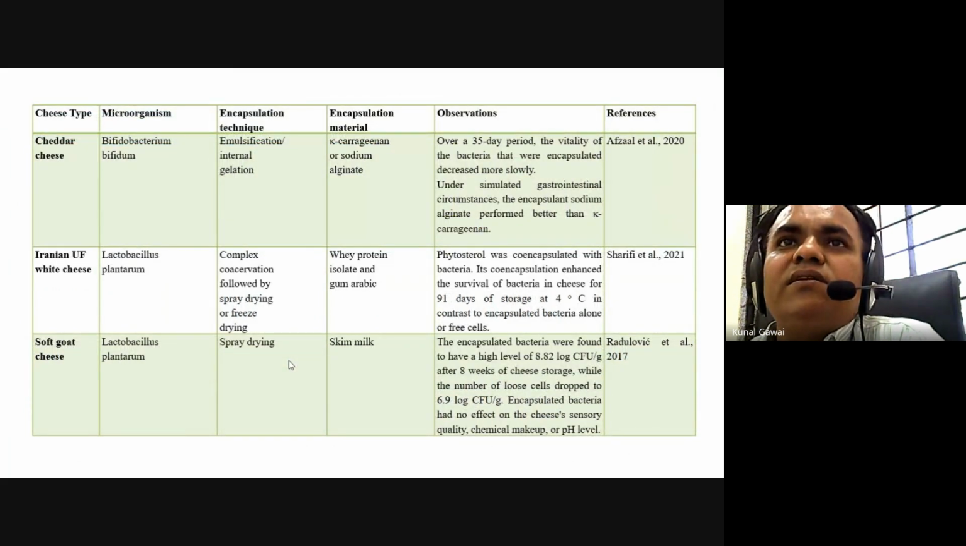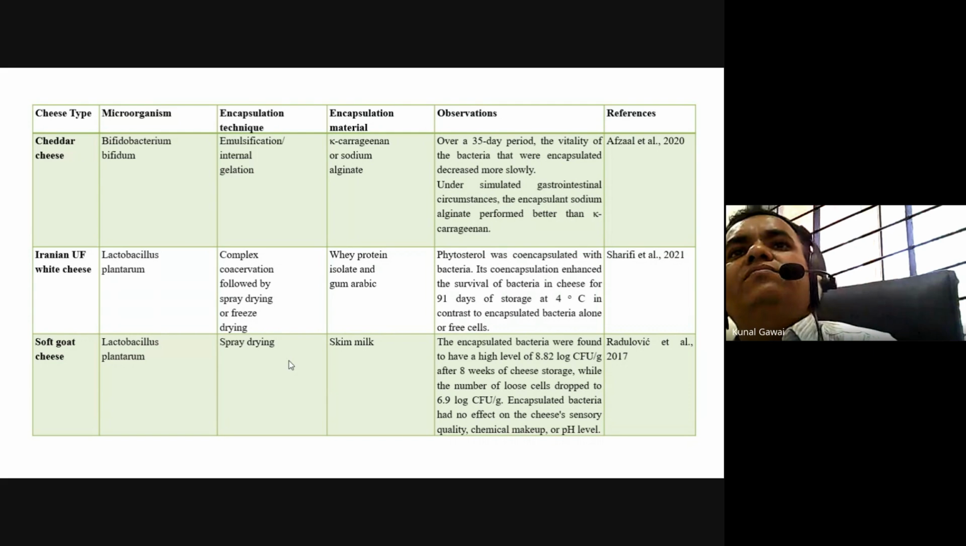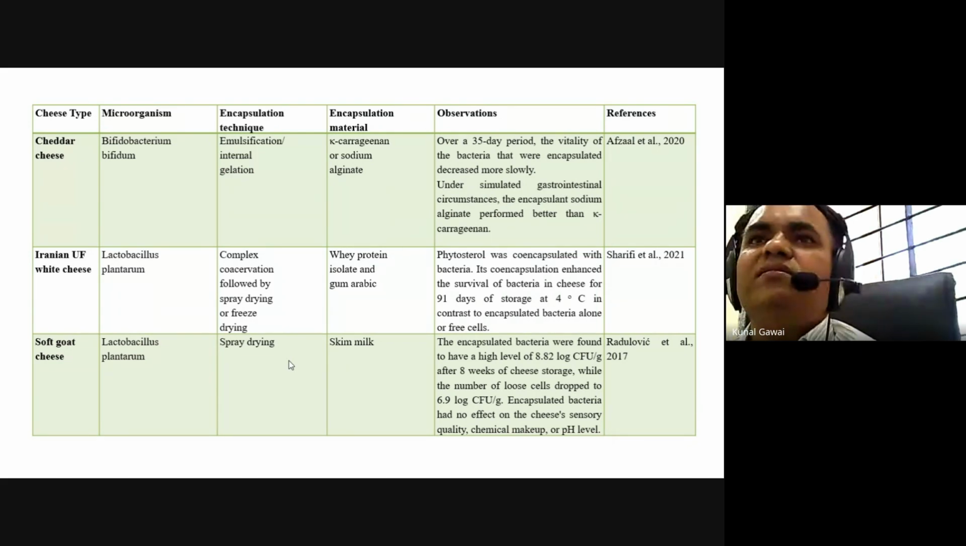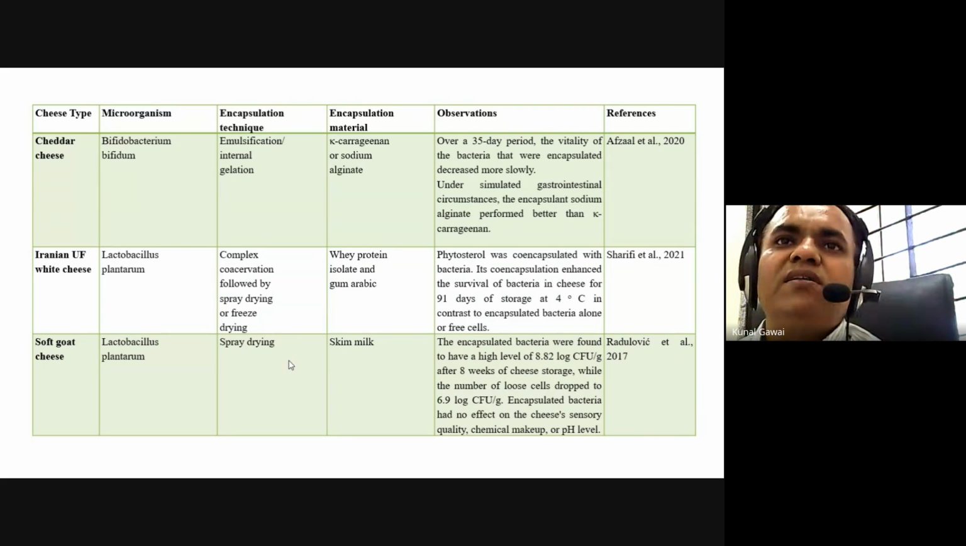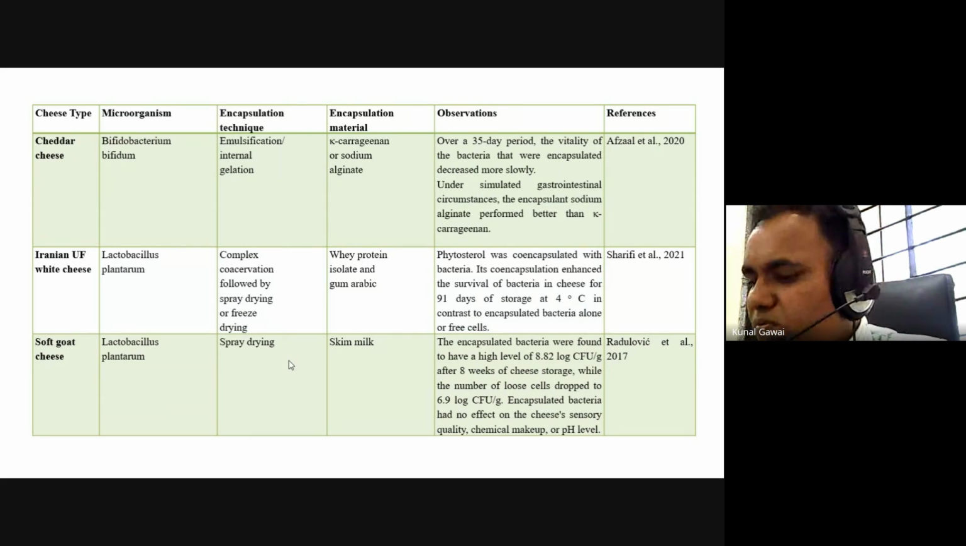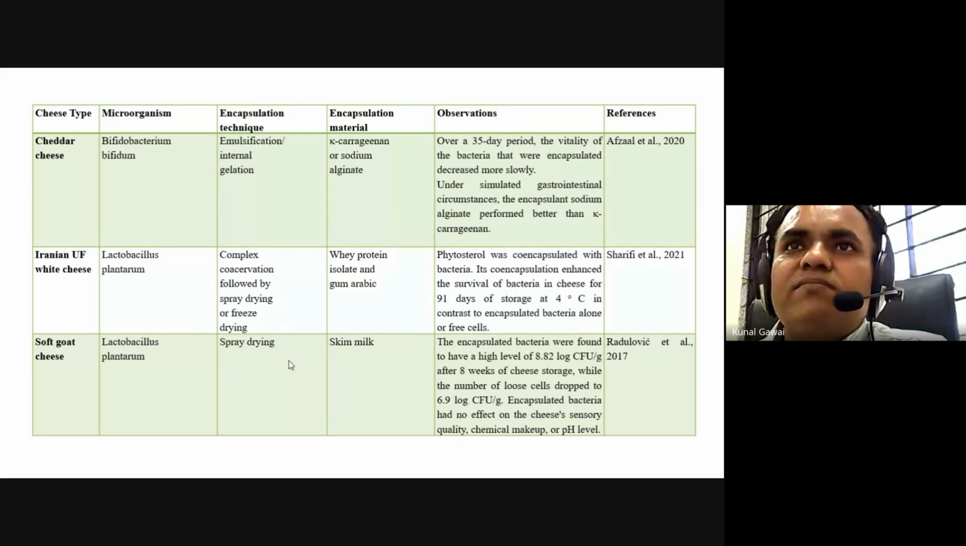Here is some collection of data related to this. In cheddar cheese, someone tried Bifidobacterium using the emulsification method. We just discussed this. Then Iranian UF white cheese, soft goat cheese. There are many different works already published.